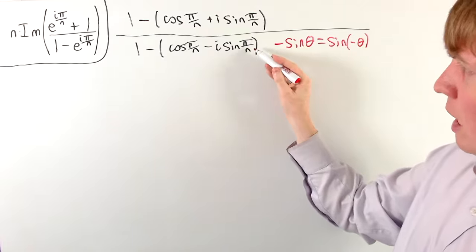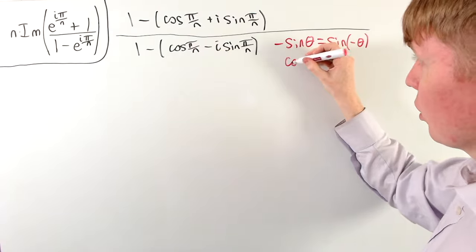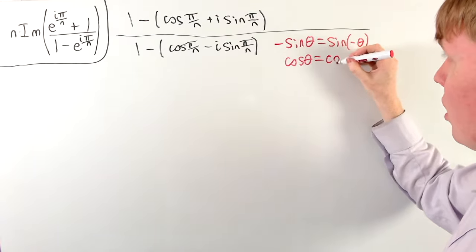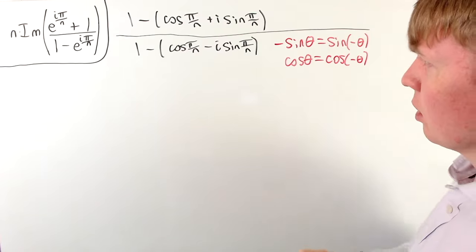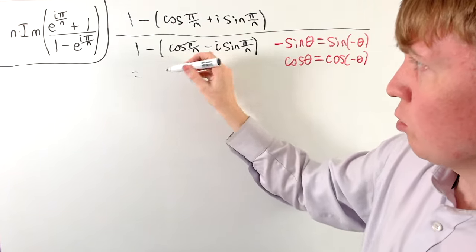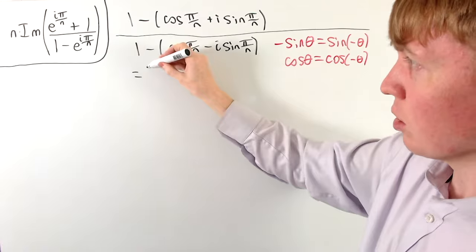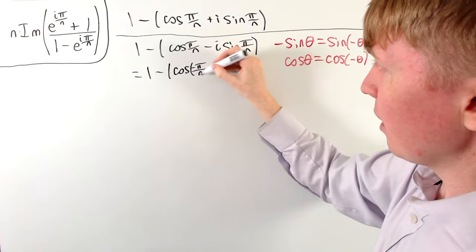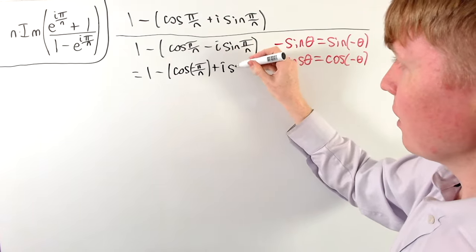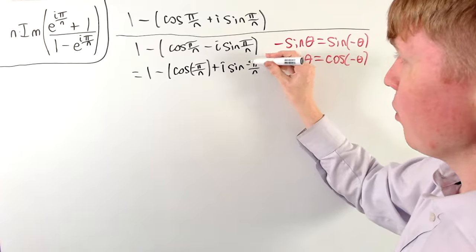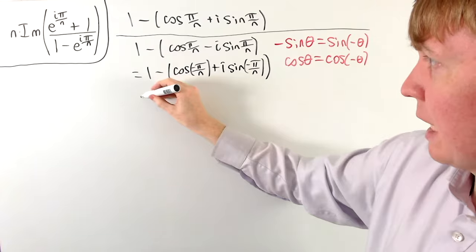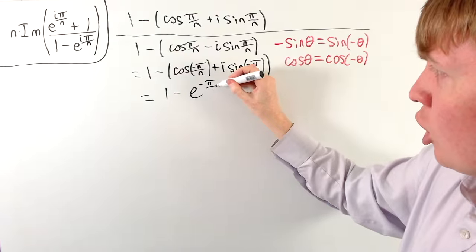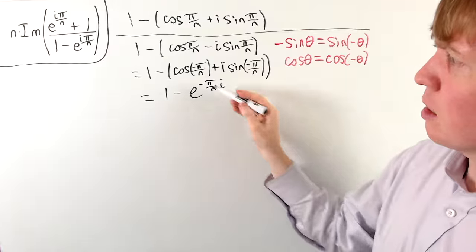And if we're changing this to a negative pi over n, we could actually do the same with our cos pi over n, taking advantage of the fact that cos theta is always equal to cos negative theta. So then we can rewrite our new denominator, our conjugate of the denominator, as 1 minus cos negative pi over n, now with a plus i times sine negative pi over n. So now we can apply Euler's formula again to see that this is now 1 minus e to the negative pi over n times i. So this is our complex conjugate.